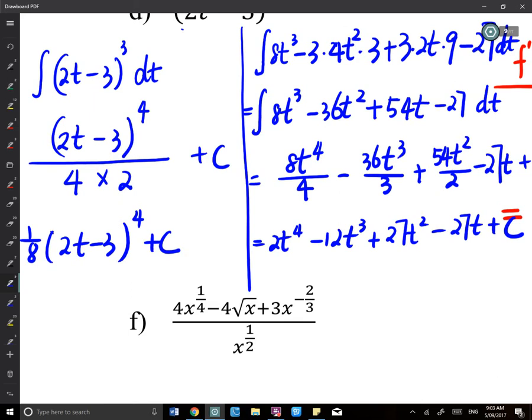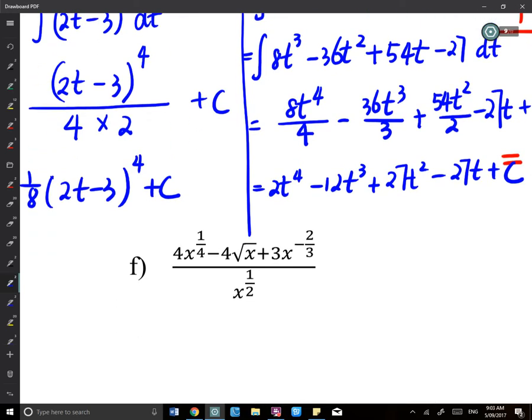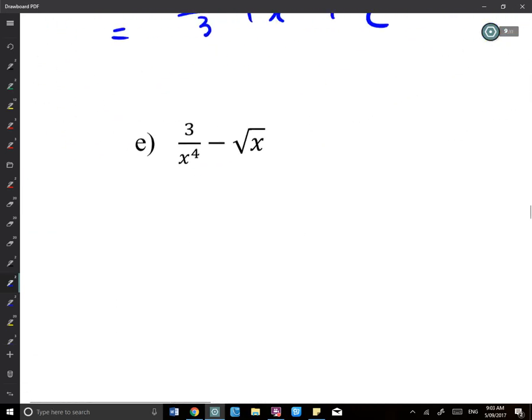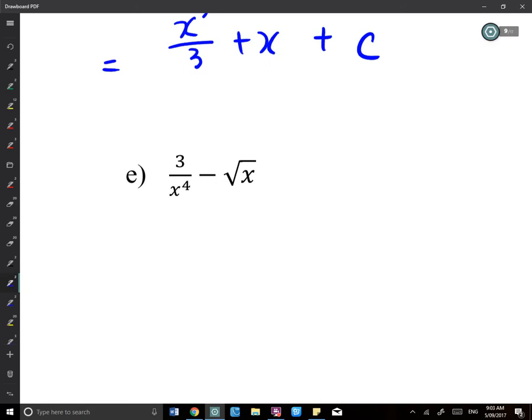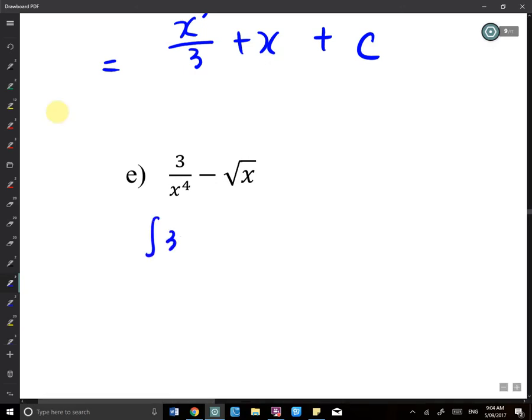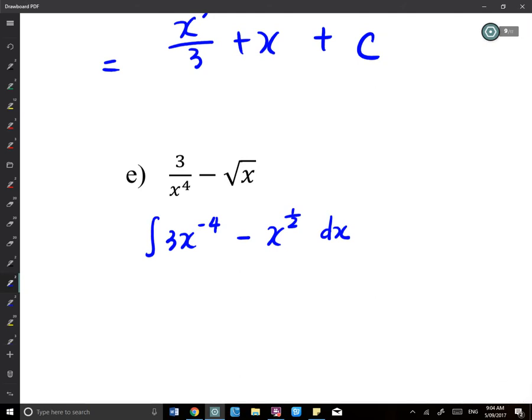Okay, that's D. Let's have a look at E. E is integral 3x to the power of negative 4 minus x to the power of half. I must write in the power form. Like the negative indices on the denominator, square root, they're not good. I must put them all in the indices form.